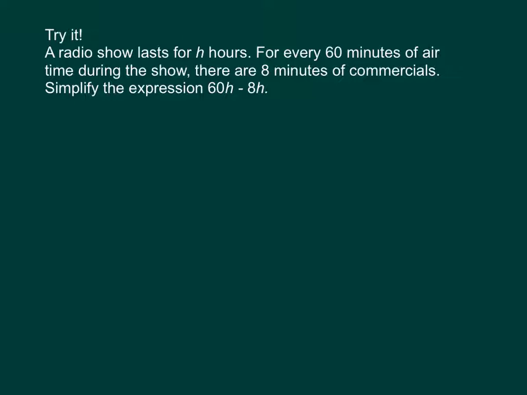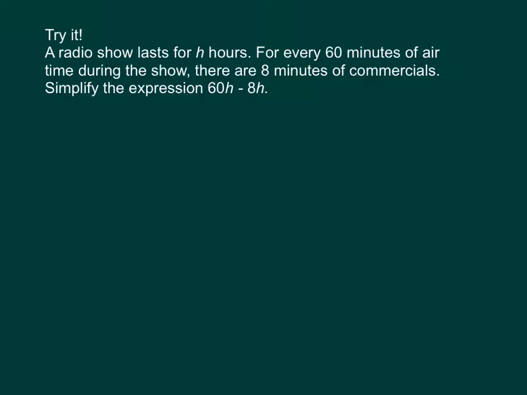Okay, here's a try it problem for you. The first try it problem of today. There's a radio show. It lasts for 8 hours. And for every 60 minutes of airtime during the show, there's 8 minutes of commercials. Simplify the expression 60h minus 8h. Go ahead and pause the video and try it. See if you can make that expression more simple by combining the like terms.